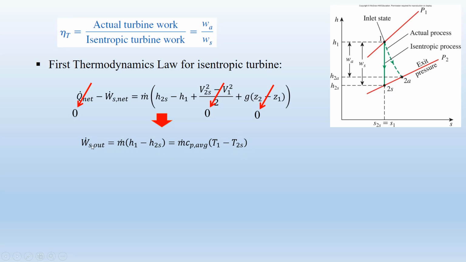I try to calculate the W dot S by using both of these two equations, and then we can compare the results. In this step, I try to use m dot CP average times T1 minus T2S. Pause this video, spend 2 minutes, and then calculate the T2S.